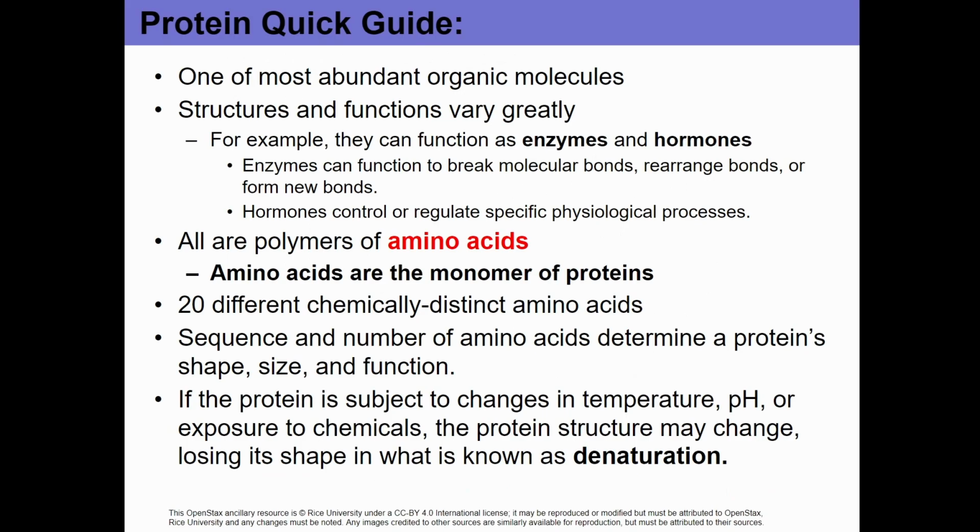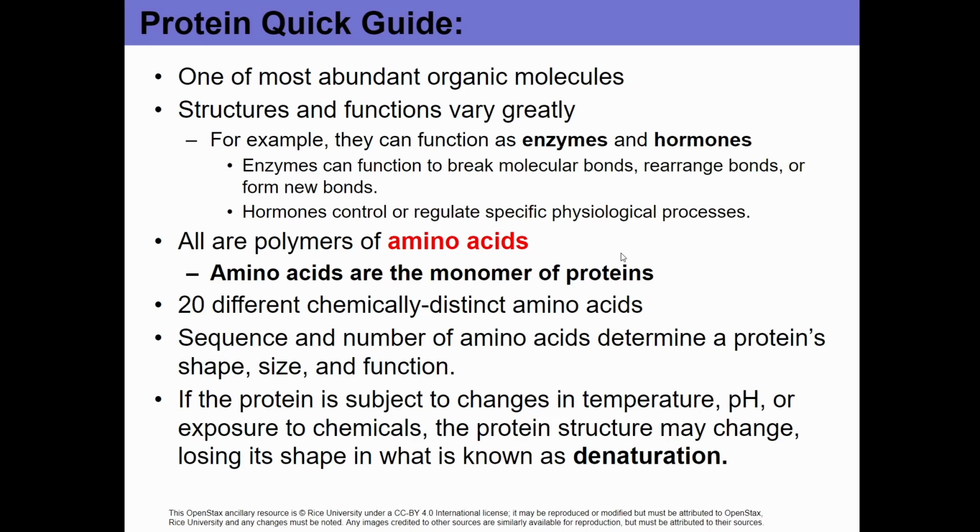Next, let's move away from carbohydrates and look at proteins. So this is your protein quick guide. For example, they're a very abundant organic molecule. They are found in cells, in the bloodstream. They have various functions. Some of the main ones are acting as enzymes, which are catalysts that speed up chemical reactions, or hormones that allow the endocrine system to work. They can act to break or make new bonds, and they are made up of amino acids.